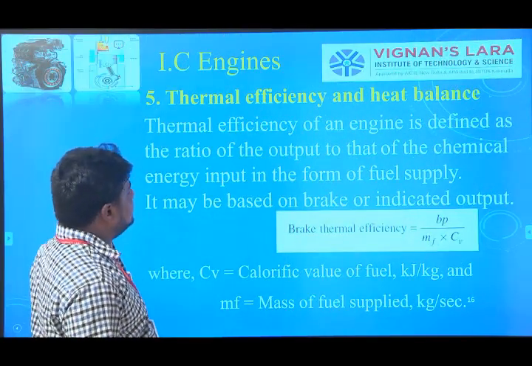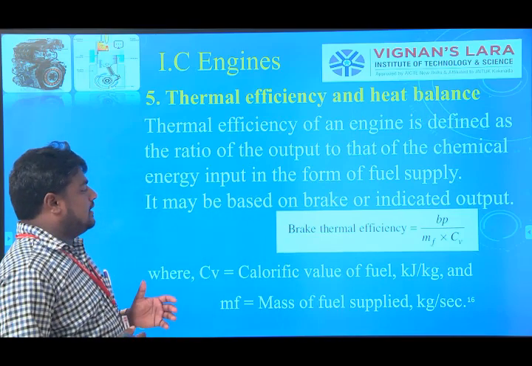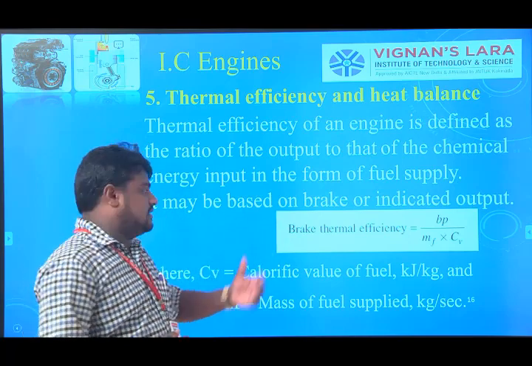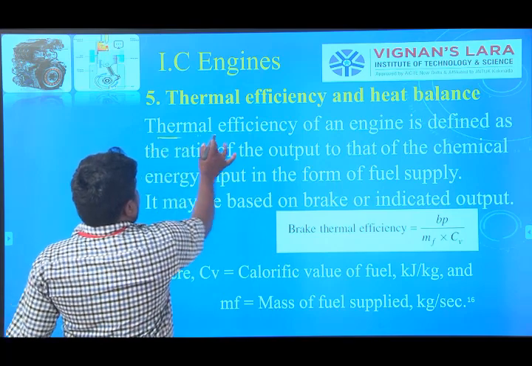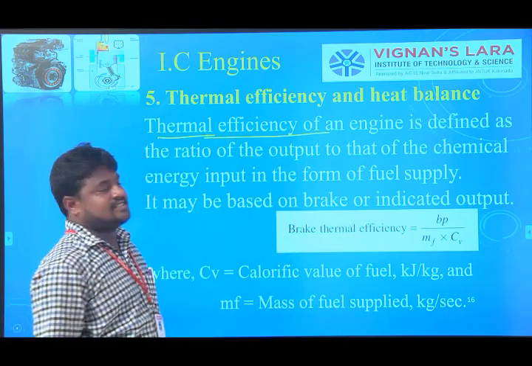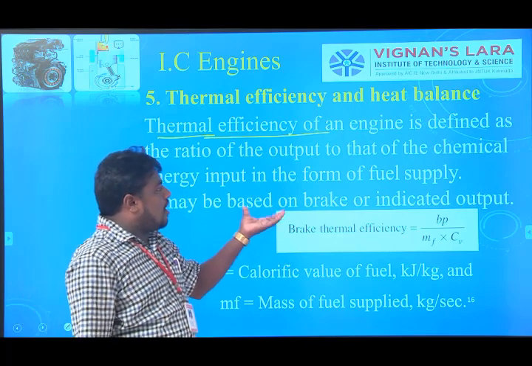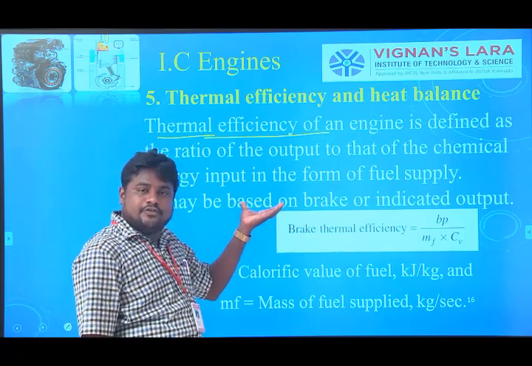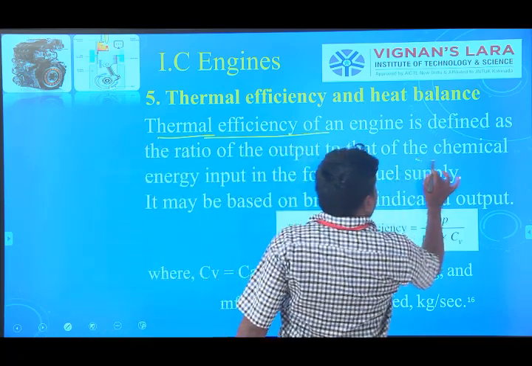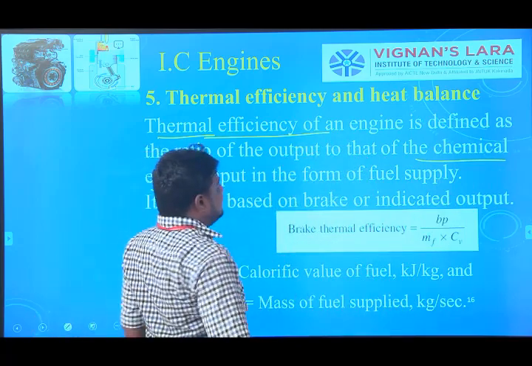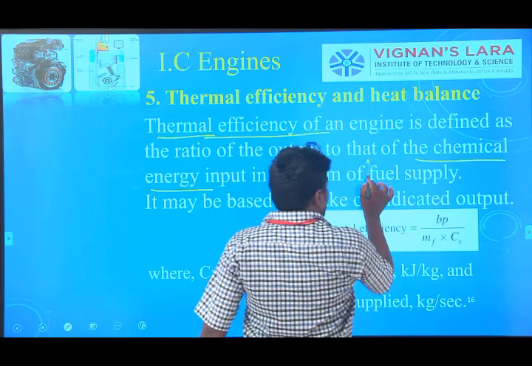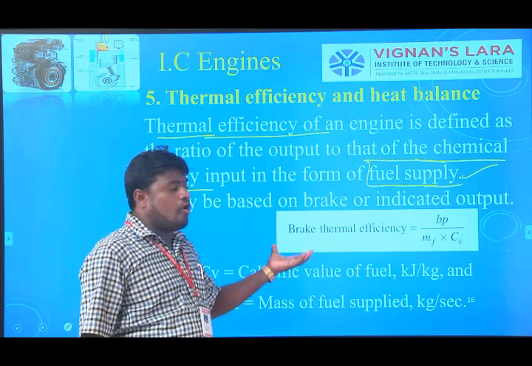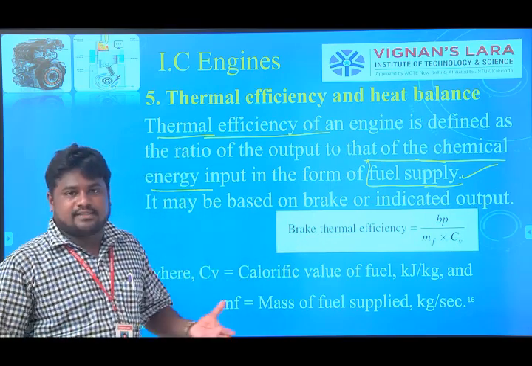Then the thermal efficiency and heat balancing. Here the thermal efficiency, finally the brake thermal efficiency is BP by MF into CV. The thermal efficiency of an engine is defined as the ratio of the output to that of the chemical energy input in the form of fuel supply. It may be based on the brake or indicated power output.